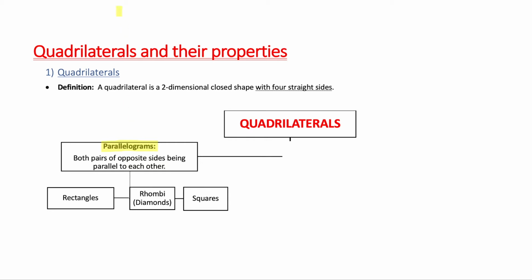So if we think about any of these shapes, sorry girls, I left my drawing pad at home, so I have to do it by mouse. So this is not going to look very good, but that's okay. You're going to be patient with me.